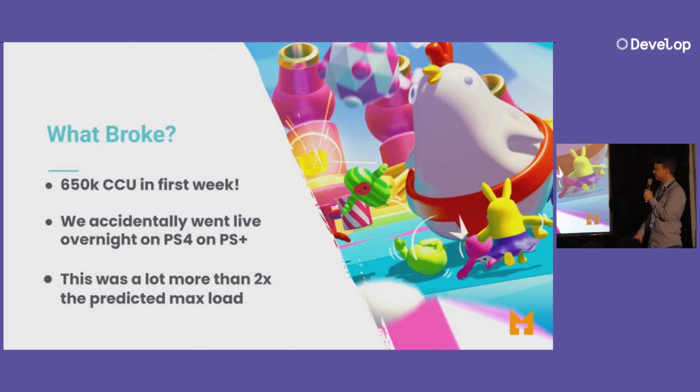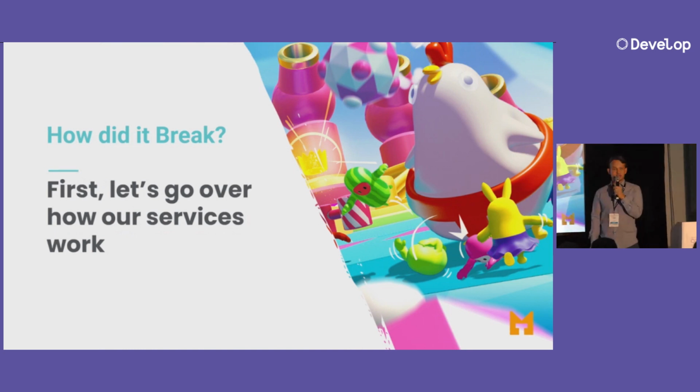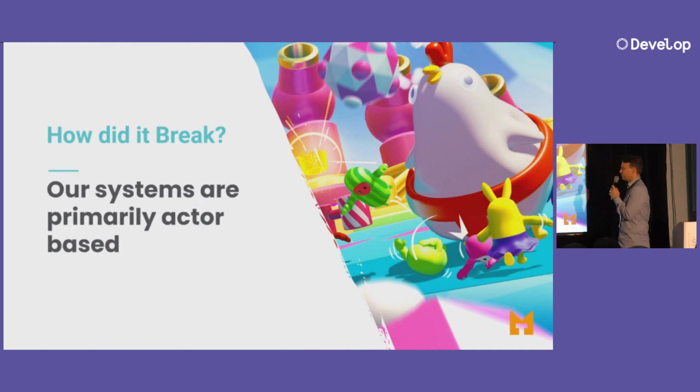And what broke? How did it break? I'm talking about load, but you probably want to know exactly what fell over. Before I get into that, I want to explain more about how our systems work. We use actor-based systems, and the best way to think of an actor is an encapsulation of state that can send and receive messages. It's just an abstraction, like a monad. Sounds complicated, but isn't really.